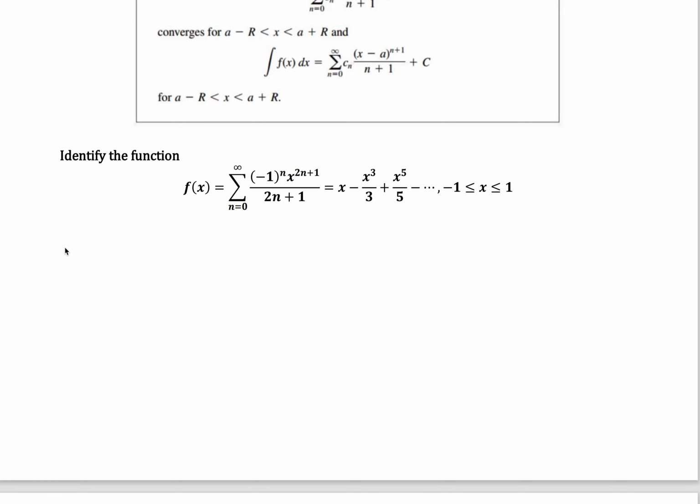So I'm going to start by using theorem 21, which is term by term differentiation. I'm going to differentiate term by term, so you can actually see what we're doing. So differentiating, you now have 1 minus 3x squared over 3 plus 5x to the 4th over 5, and I'll even go one more, minus 7x to the 6th over 7.